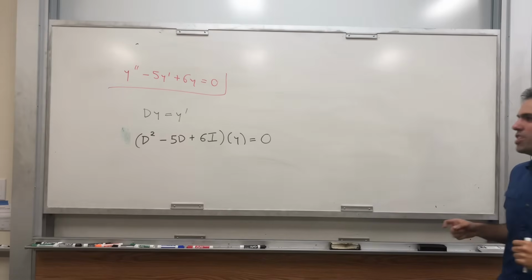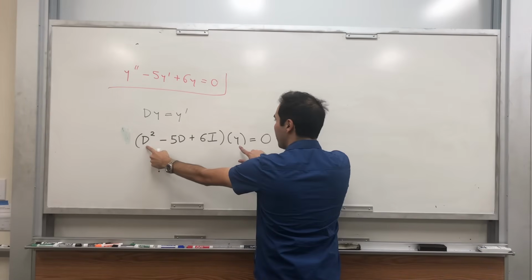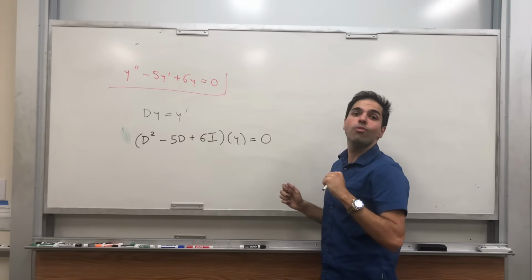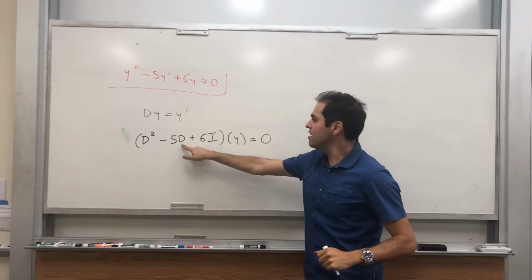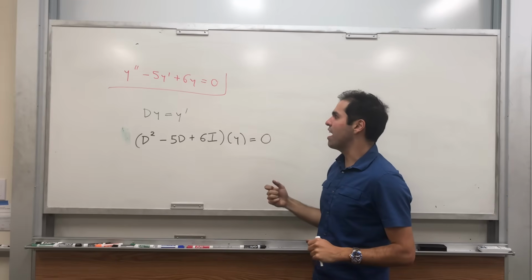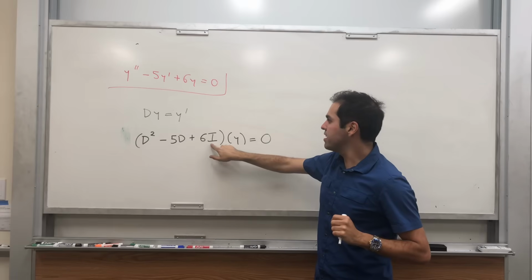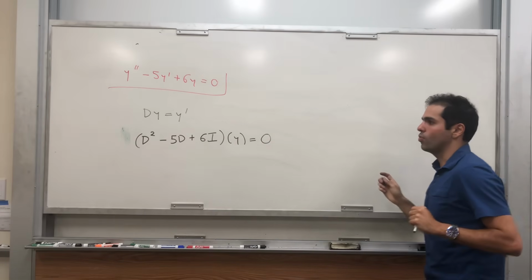What does that gibberish mean? Well, D squared, that's DD. So D squared y is y double prime. Minus 5D, that's minus 5y prime. And I just means do nothing. So 6I y is just 6y.